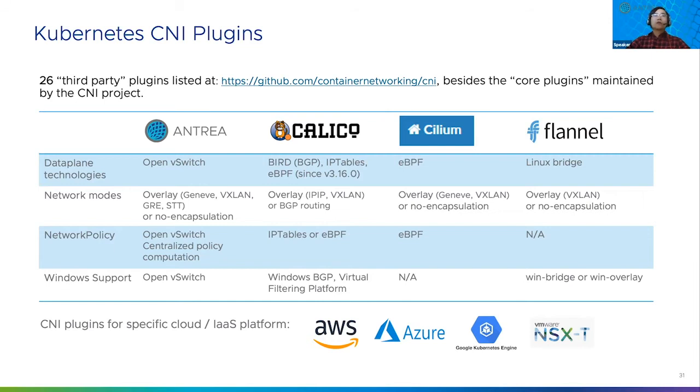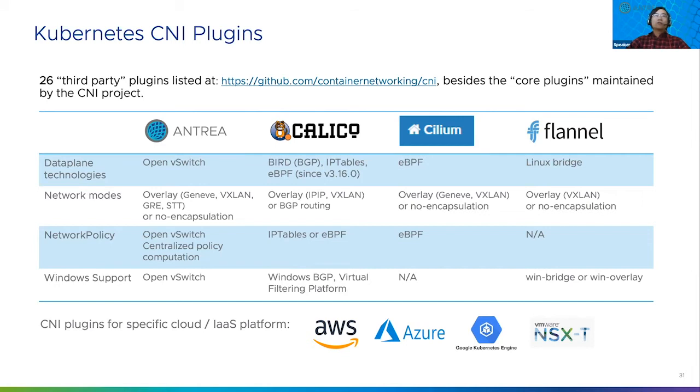Calico leverages iptables or eBPF to enforce network policies. Cilium uses eBPF only, and Flannel doesn't support network policies. Except Cilium, the other three plugins support Kubernetes on Windows too.